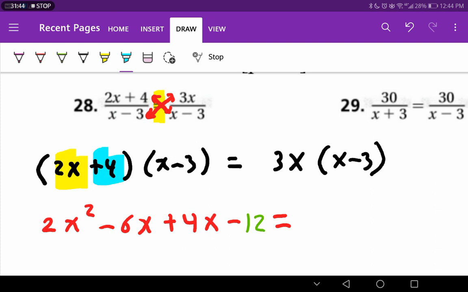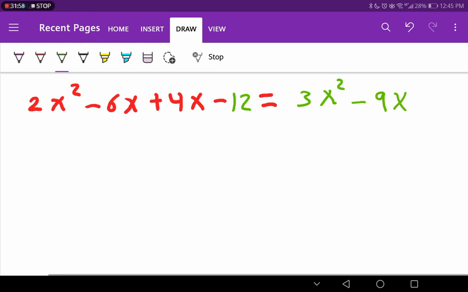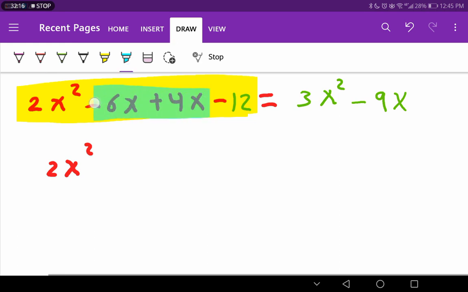Let's go to the right side, my dear student. It will be 3x squared minus 9x. Now, some students face a problem here. I say to my students every time, when they combine the like terms, they must stick with the side here. When they finish, they can move things. So here I have 2x squared, no brothers, no sisters. But here I have a common. It will be negative 2x and negative 12.